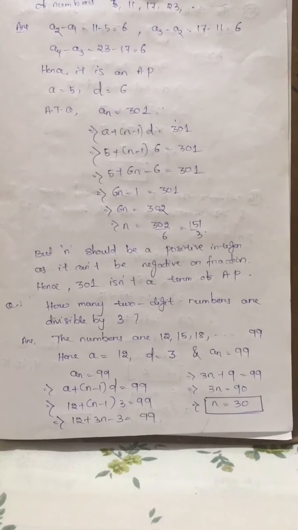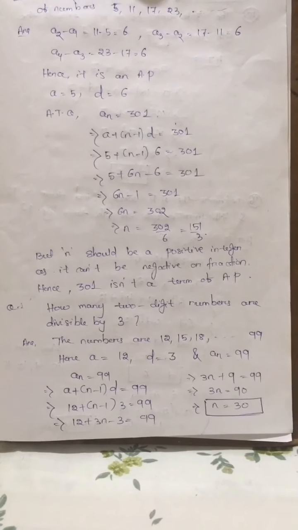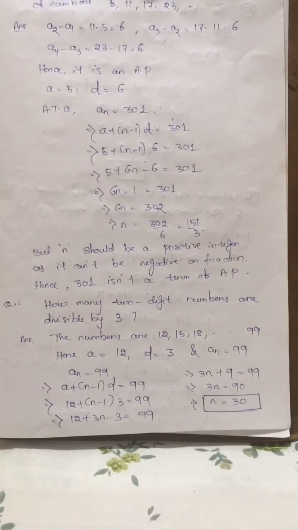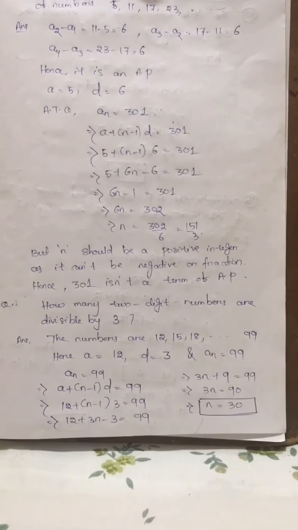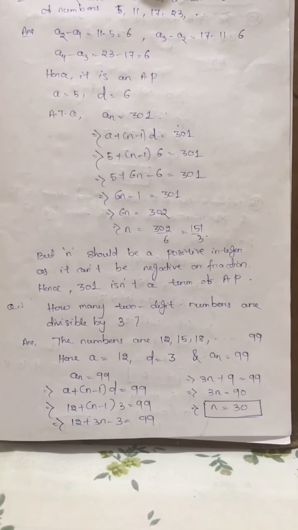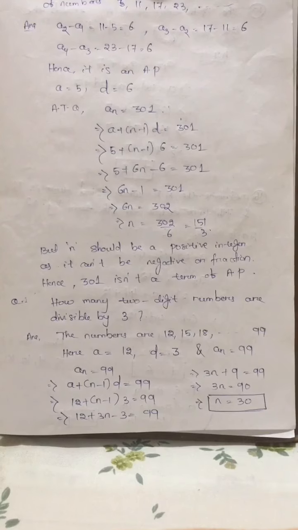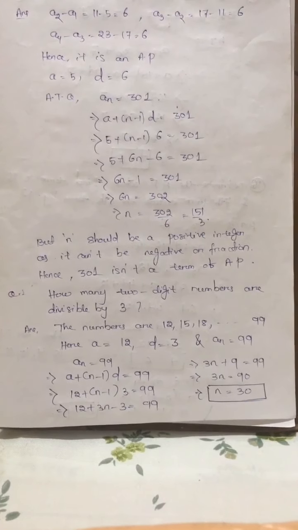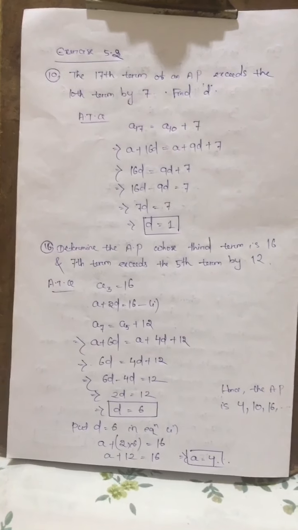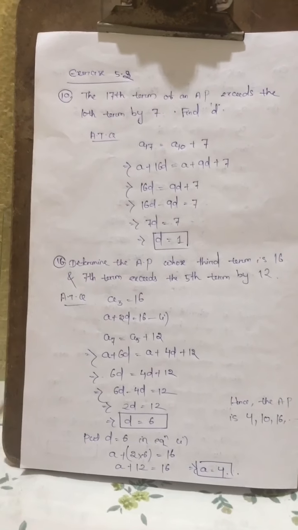Similarly, the question can change to how many three-digit numbers are divisible by 7 or by 3. So you have to write down the first three numbers and the last number. Then you take an is equal to that last number, so that you get the value of n. Next, I have solved two questions from your exercise 5.2, question number 10 and question number 16.